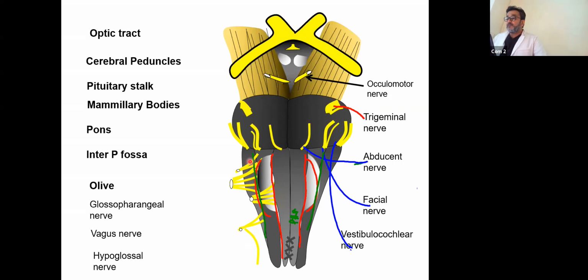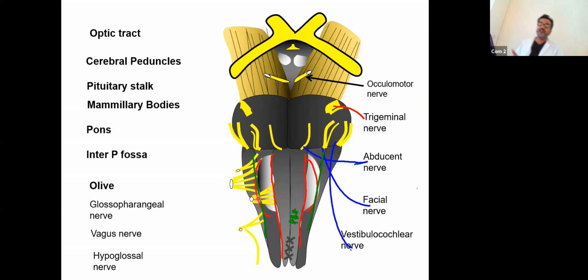So this is what you are going to see at the front portion of the medulla. You see a median fissure, you see pyramids, you see the olives, you see the 12th cranial nerve exiting between the olives and the pyramid. The 12th cranial nerve supplies the motor supply to the muscles of the tongue. In the area between the olive and the inferior cerebellar peduncle, you see the 9th, 10th, and 11th cranial nerves.